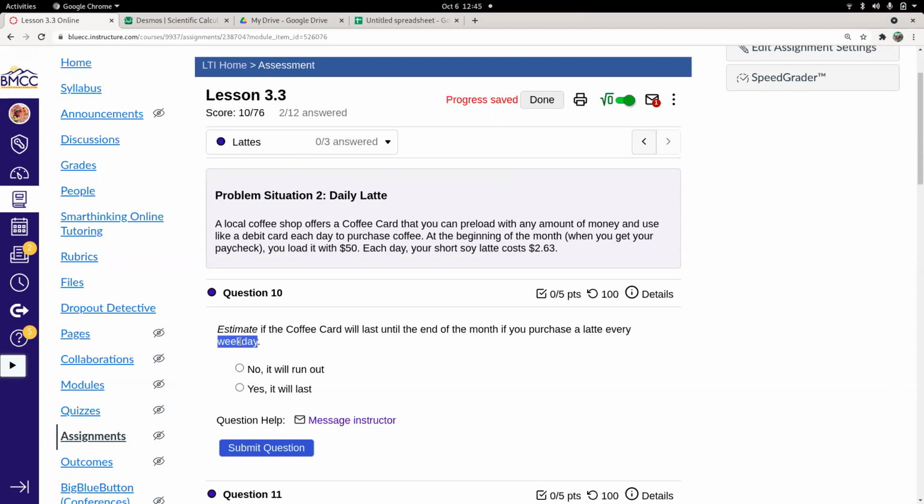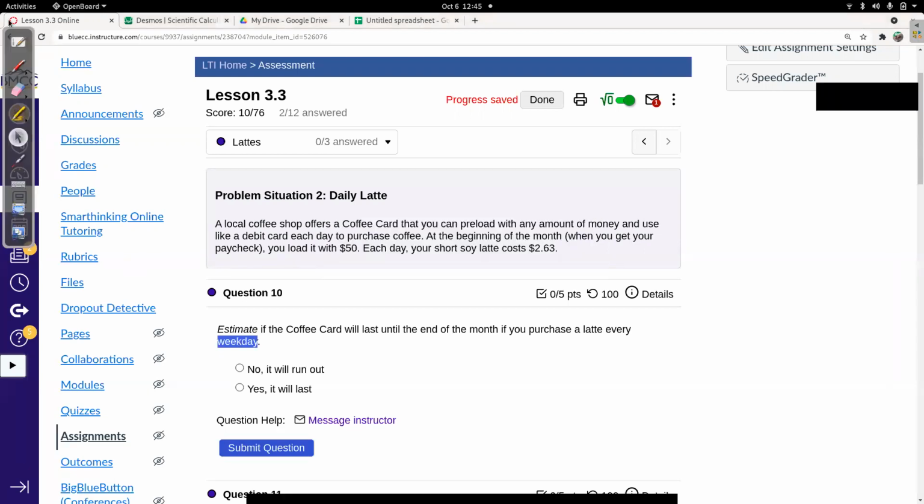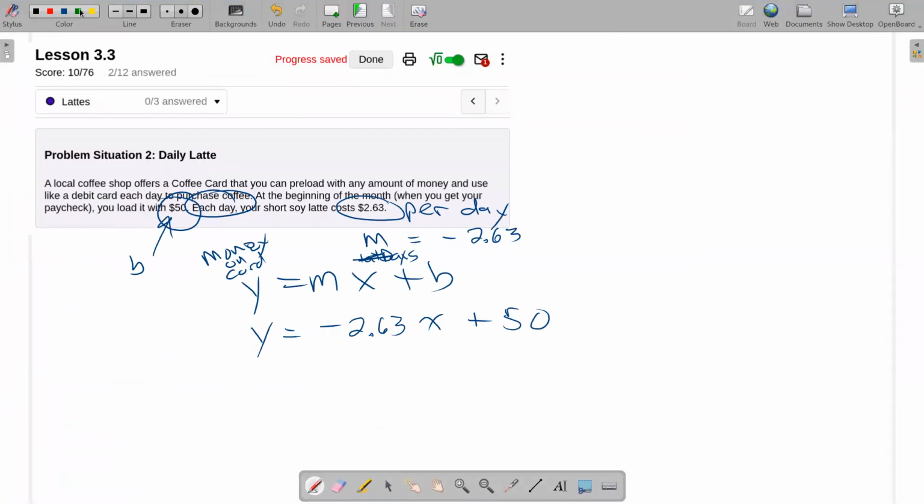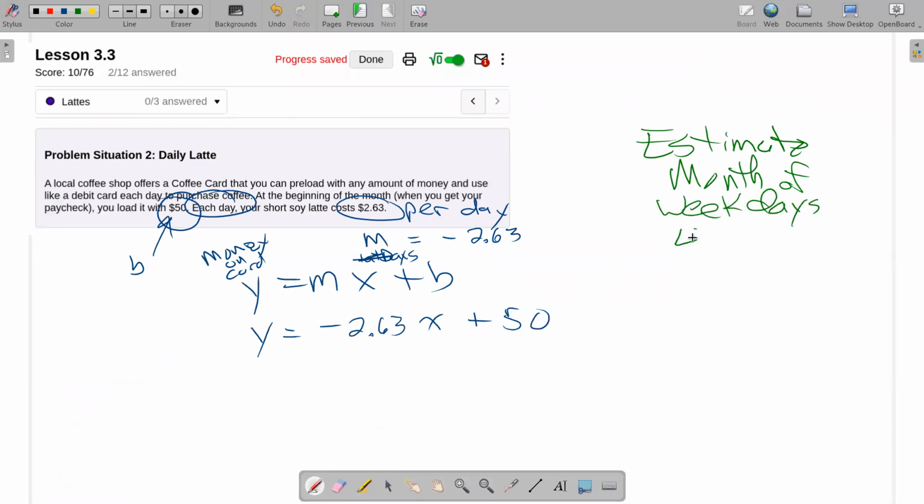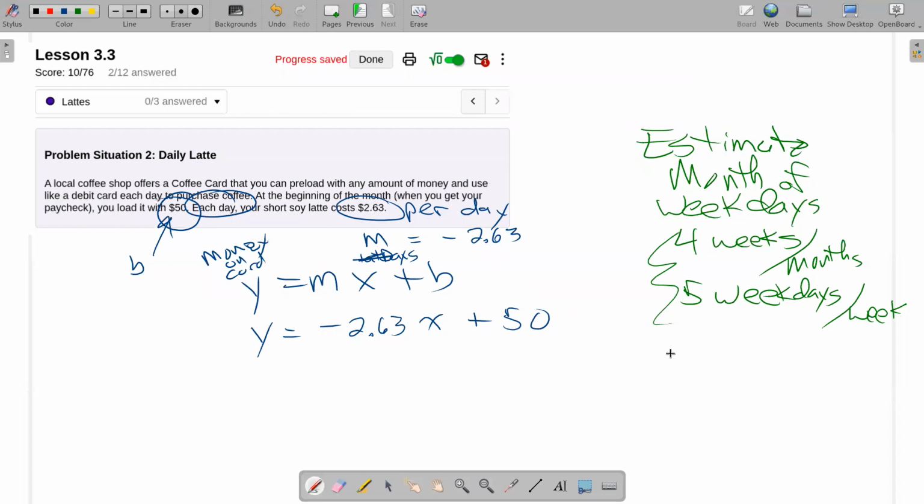So actually, I got to write that down. That was too much in my head. All right, let's estimate. Here's my notebook. Estimate. Month of weekdays. All right, so there's like 4 weeks in a month. And there's 5 weekdays per week. So then that gives us a rough estimate. Those two together would be 20 weekdays per month.